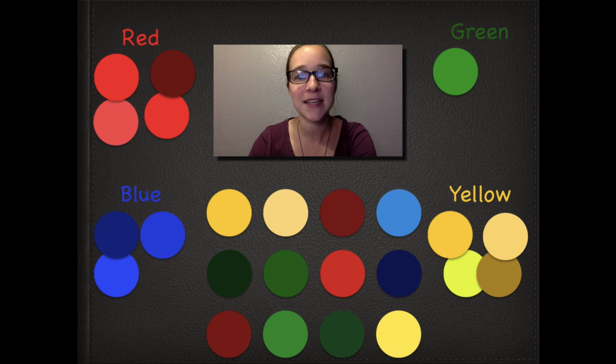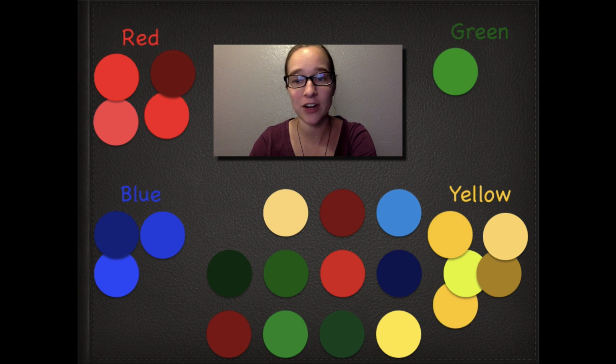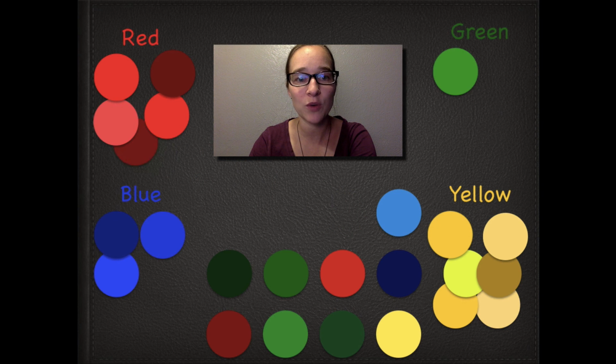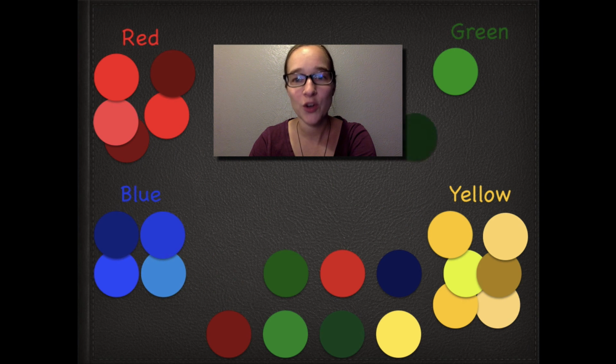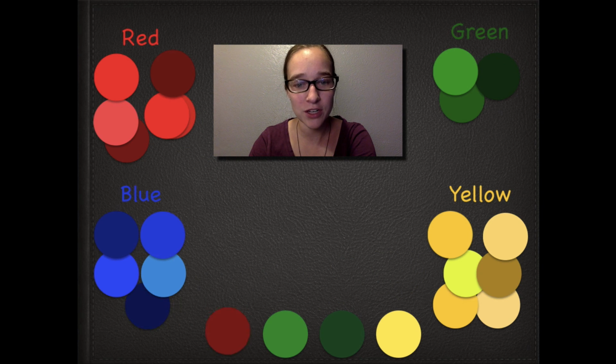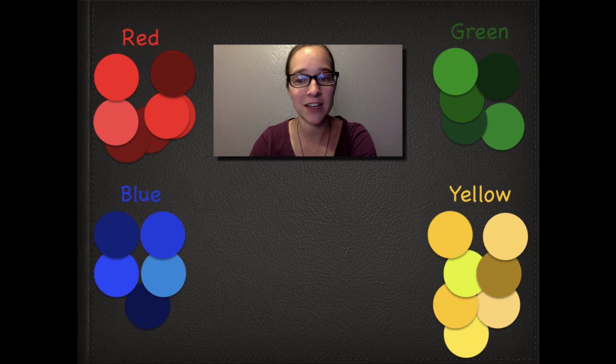Our next circle is yellow, so we will classify it in our yellow group. And then our next circle is yellow again, so we'll put that in our yellow category. And then we have a red, blue, green, another red, a blue circle, a red circle, and then green, green, and finally a yellow circle.